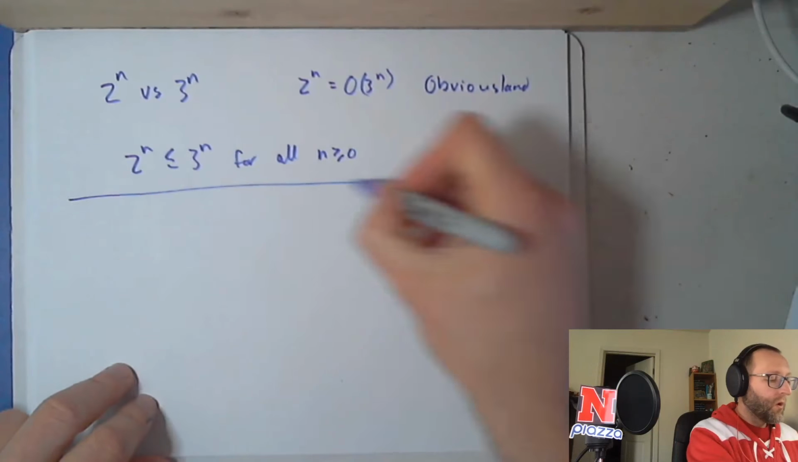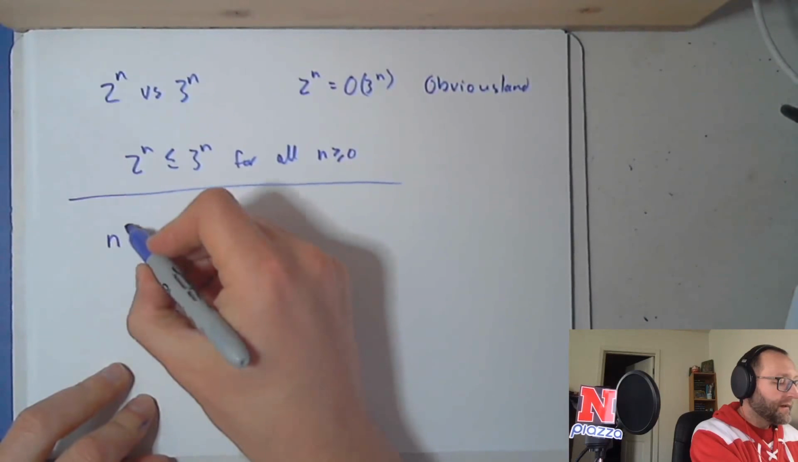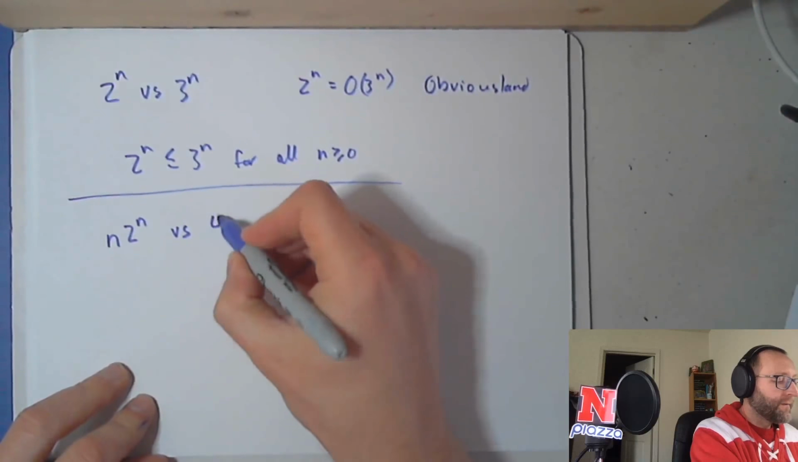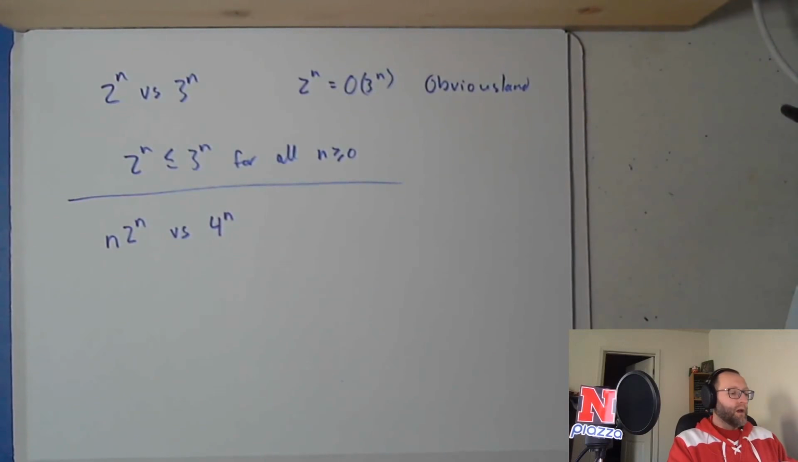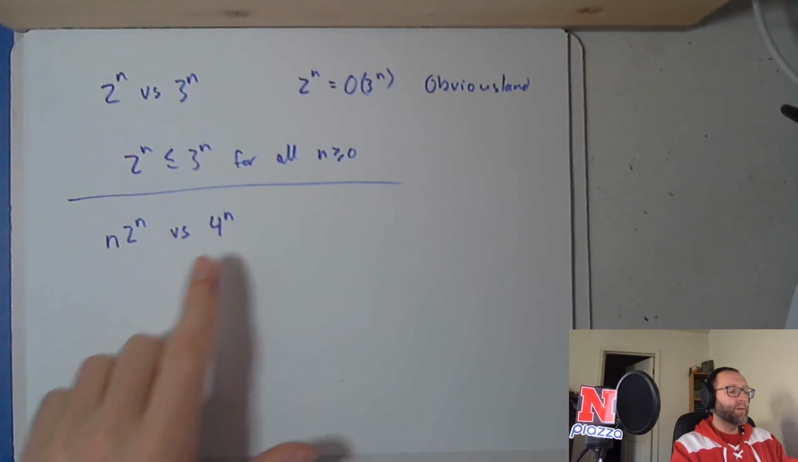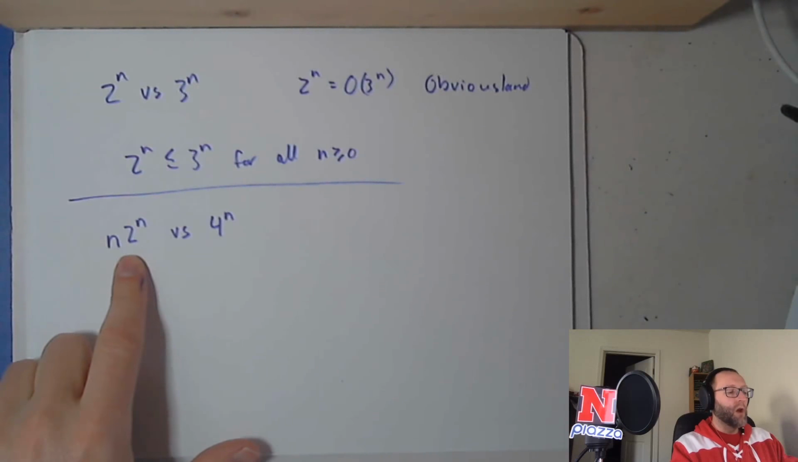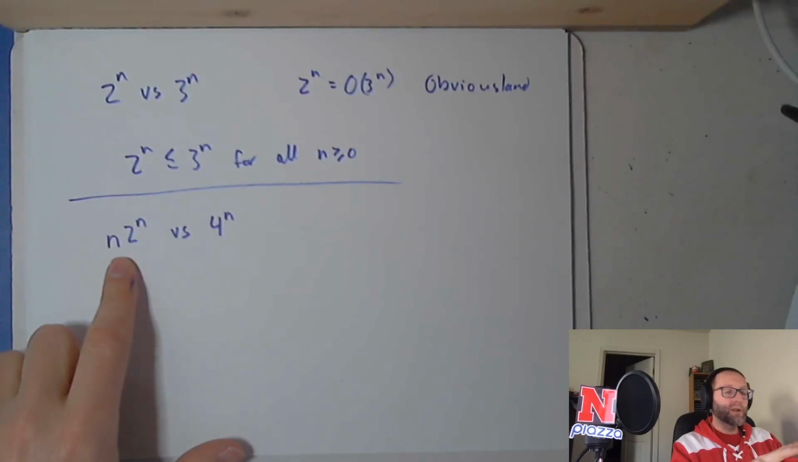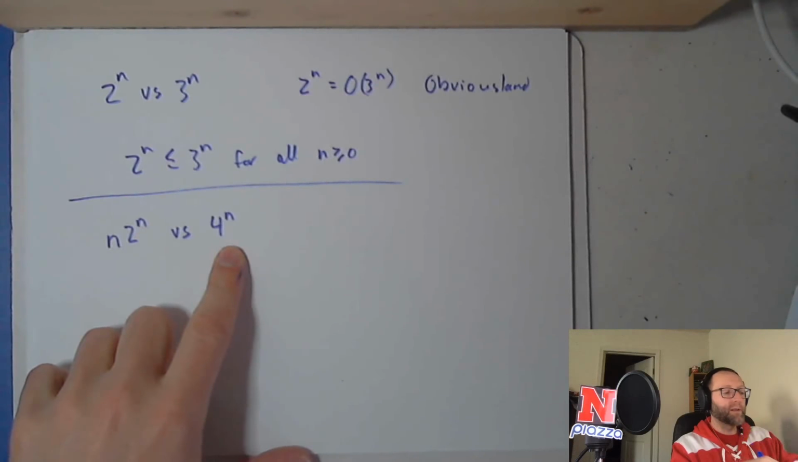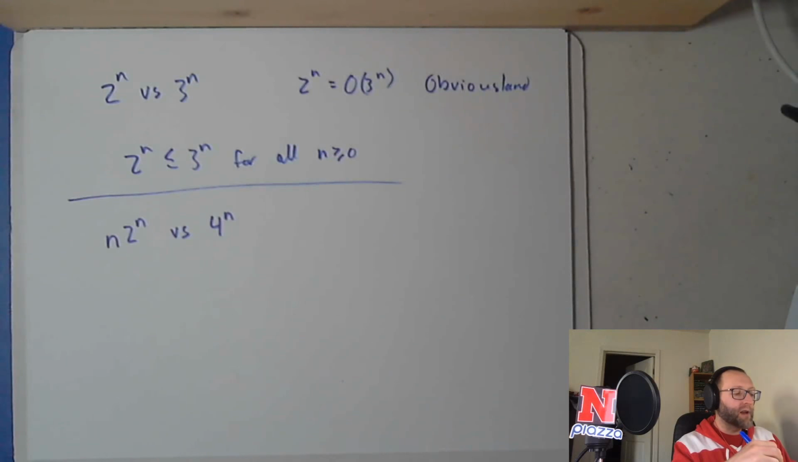So for example, what about n·2^n versus 4^n? Now, you might be tempted to graph these out and say, well, what happens at 1? At 1, this is 4 and this is 2, so that works. What about at 0? That also works. This is 0 and this is 1. What about at 2, though? 2 times 4 is 8, and 4 squared is 16. So yeah, that seems to kind of work out, but you do have to be careful about it, and we'll see why in the next example.